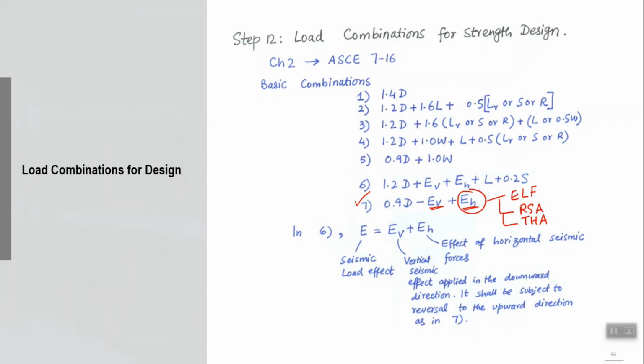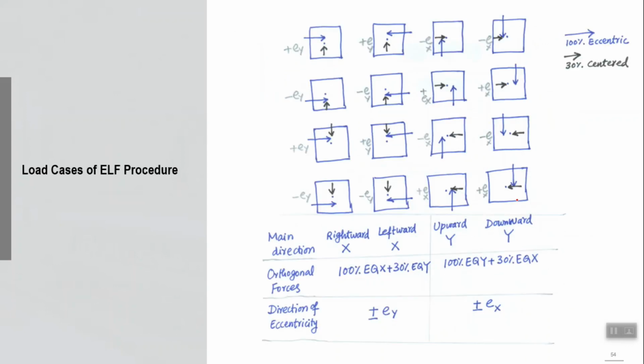So, if we are following the code based ELF procedure, then at maximum we can have 16 cases just to account for the horizontal effect of earthquake, and those 16 cases are explained here, because we have 2 main directions which are x and y, but in them also x can be rightward and leftward. So, x can be again positive x and minus x. Similarly, y can also be positive y and minus y. You can call it like push or pull in one particular direction. X push and pull, y push and pull.